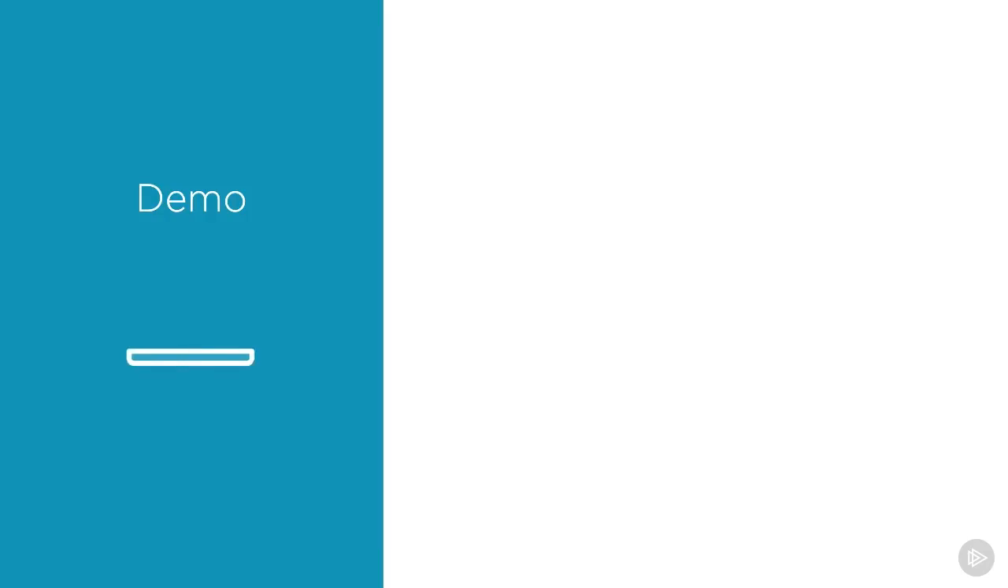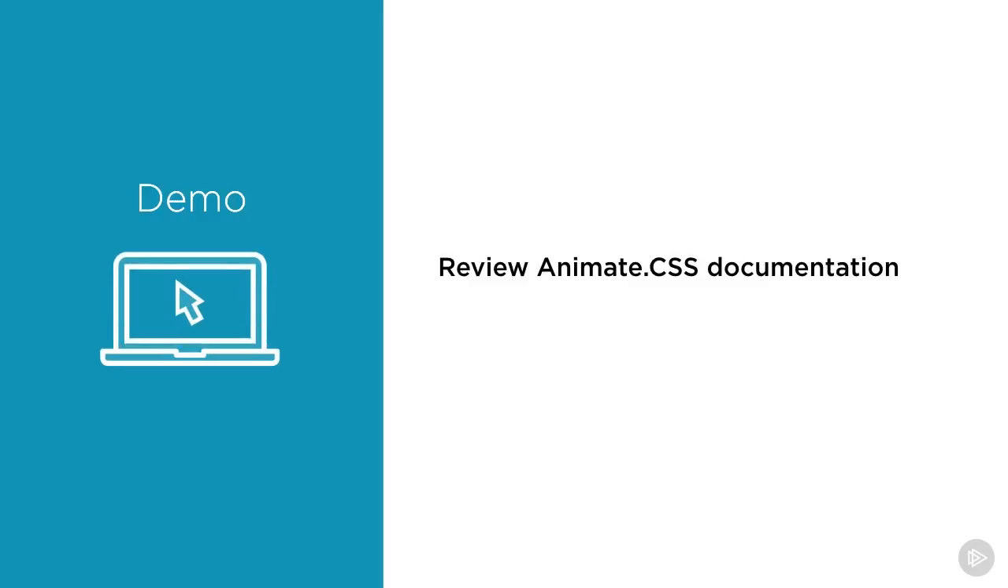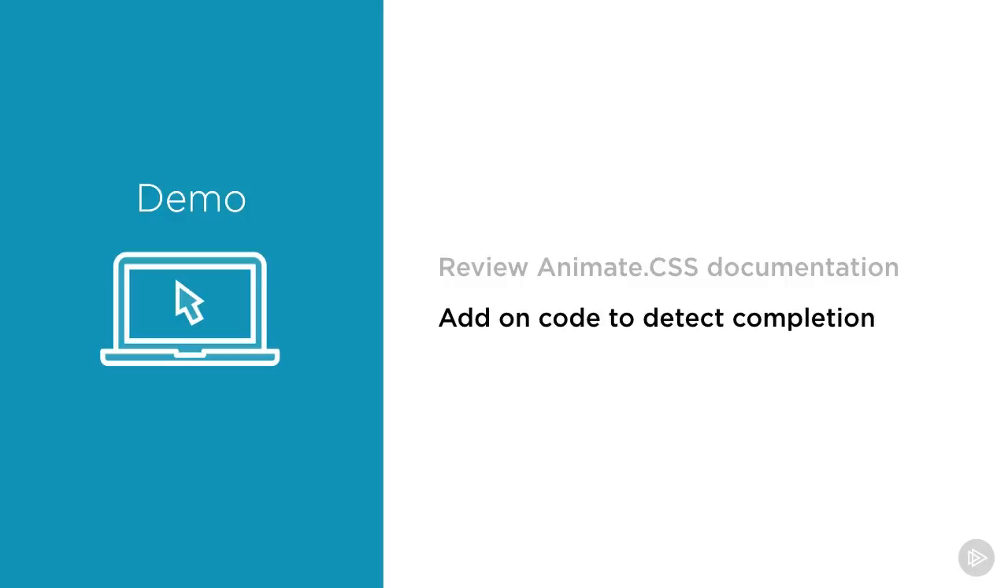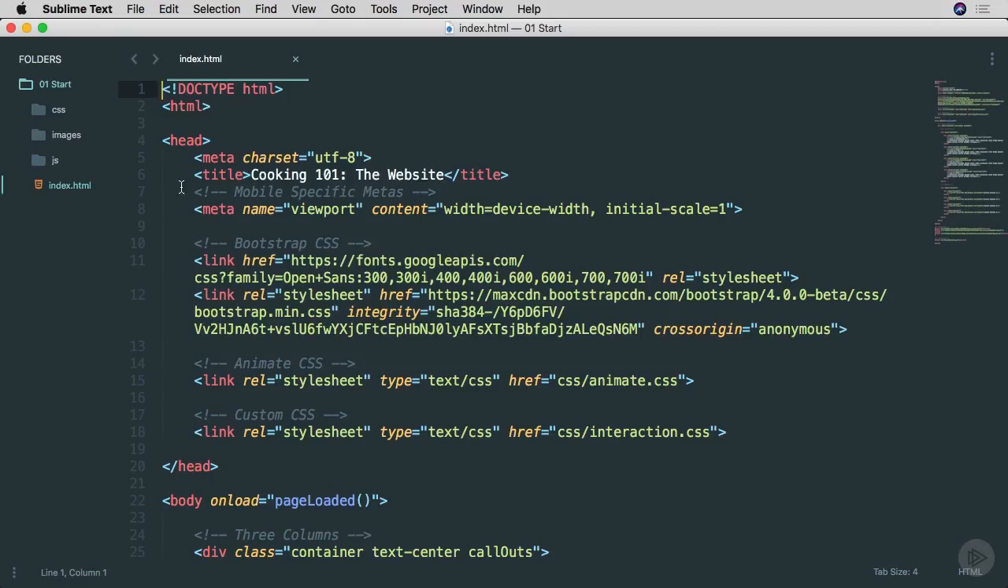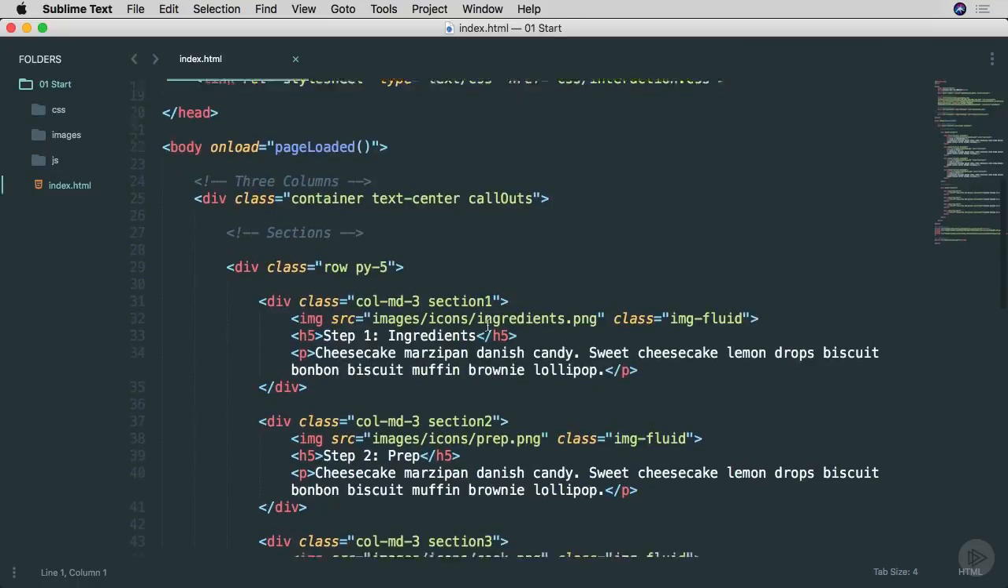complete. What we're going to do is, first of all, go review the Animate CSS documentation, look at what the code is, copy and paste that code, and then go into add on code that detects completion. So we're in our project files. This is the project files we've been working with. We have our page loaded. We have a couple different animations.